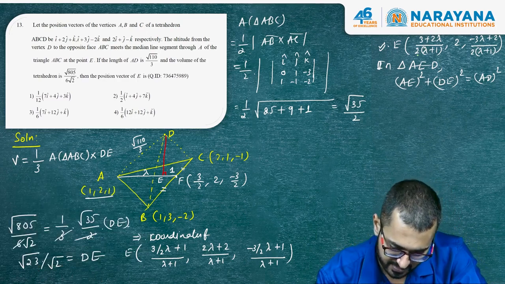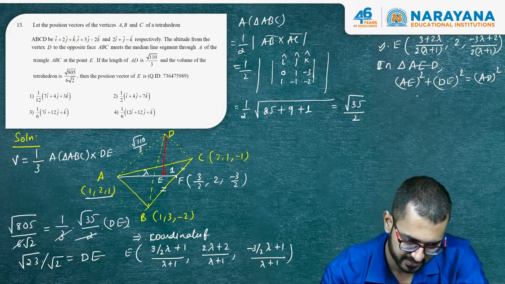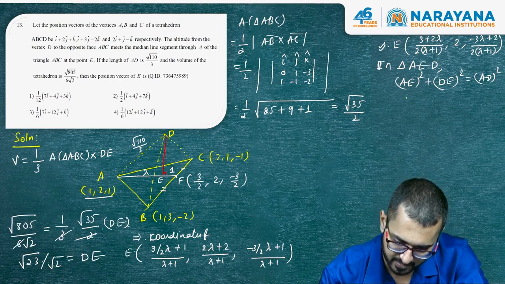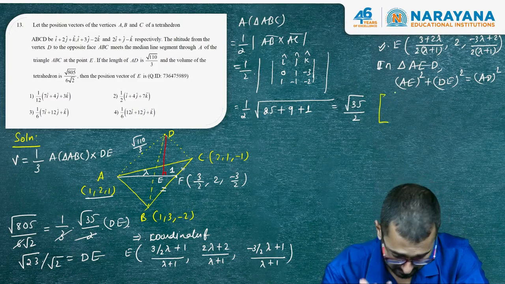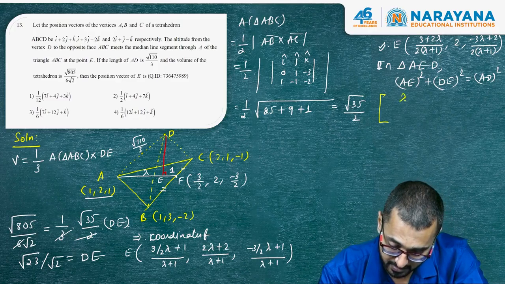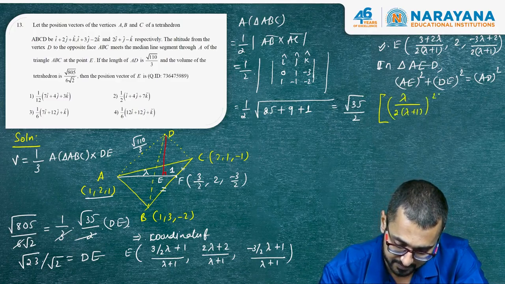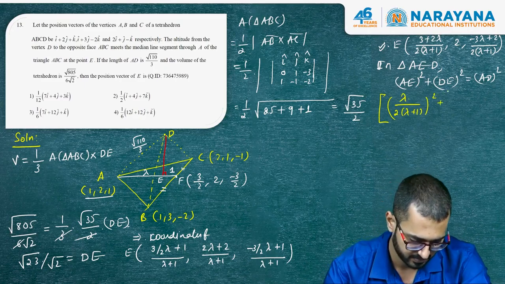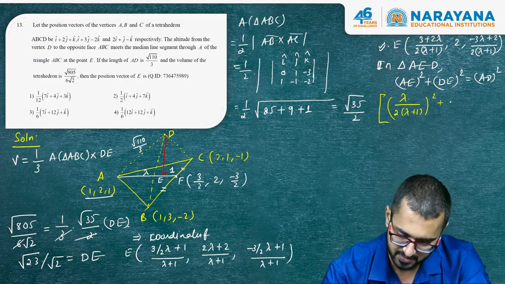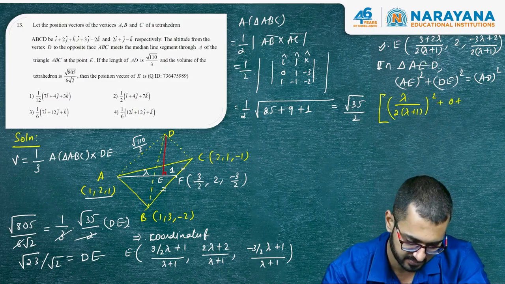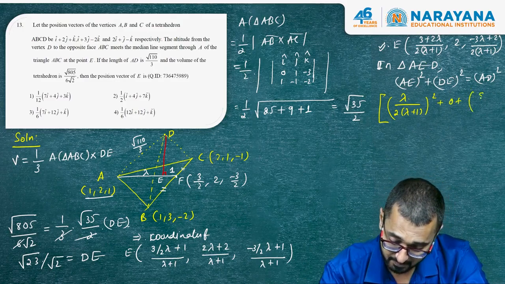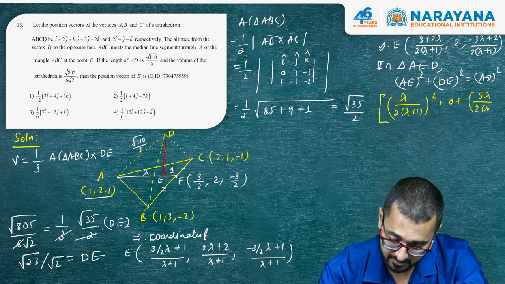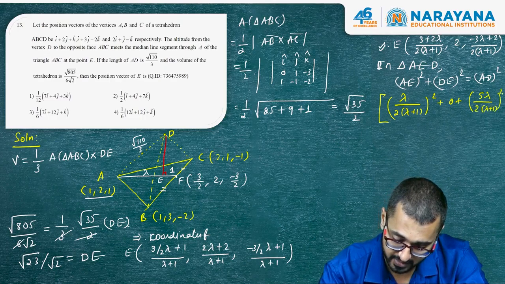So AE square, if I subtract, then here what will happen? 2 lambda gets cancelled. I'll be getting only 1 lambda. So this will give me basically simply lambda over 2 times lambda plus 1 square. This plus 2 minus 2 will now become 0. And then next is minus 3 minus 2, so yes, 5 lambda upon 2 times lambda plus 1 square.